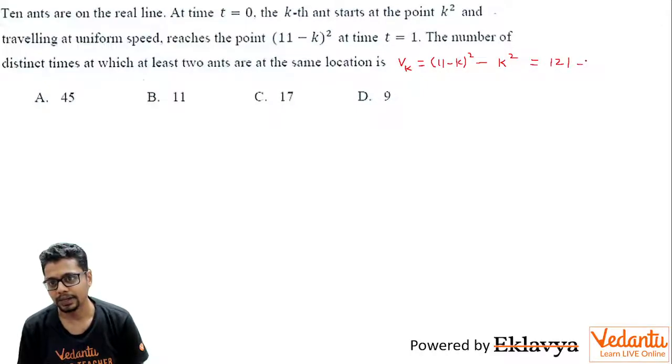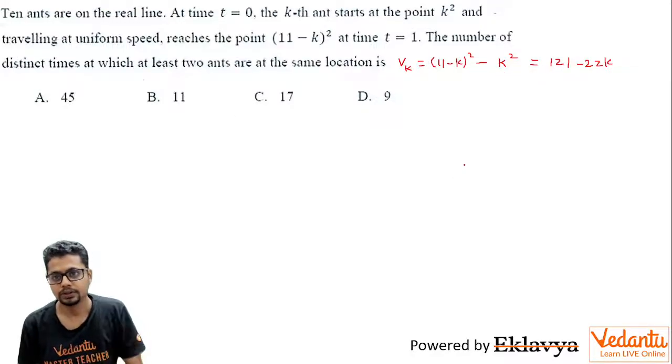121 minus 22k plus k square minus k square, which cancels out. So the velocity of the kth end is what? 121 minus 22k, and this is the uniform. If you take the mod of it, that's what the uniform speed is. Of course, the direction would depend on the initial and final position.